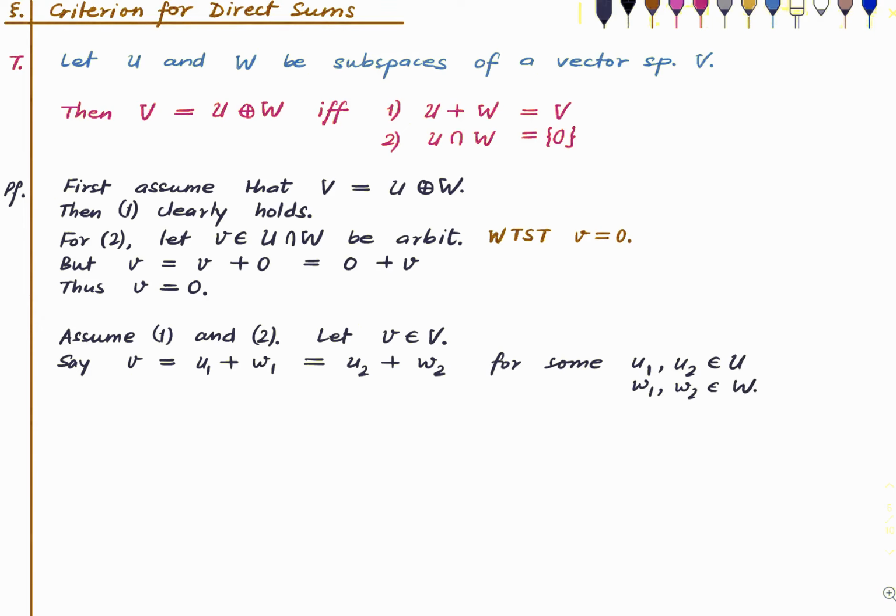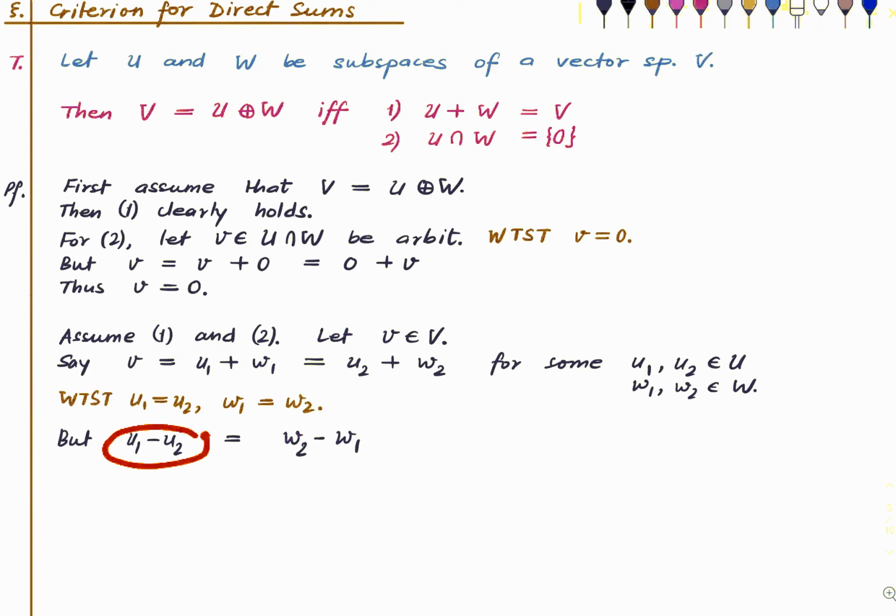What do we need to do to finish the proof? We want to show that U1 is equal to U2 and W1 is equal to W2. Once we do this, we will be done. But from this equality, just look at this equality, we have U1 minus U2 is equal to W2 minus W1. Right? We just shuffle things around. Take this to the left side, take this to the right side. This is equal to that.